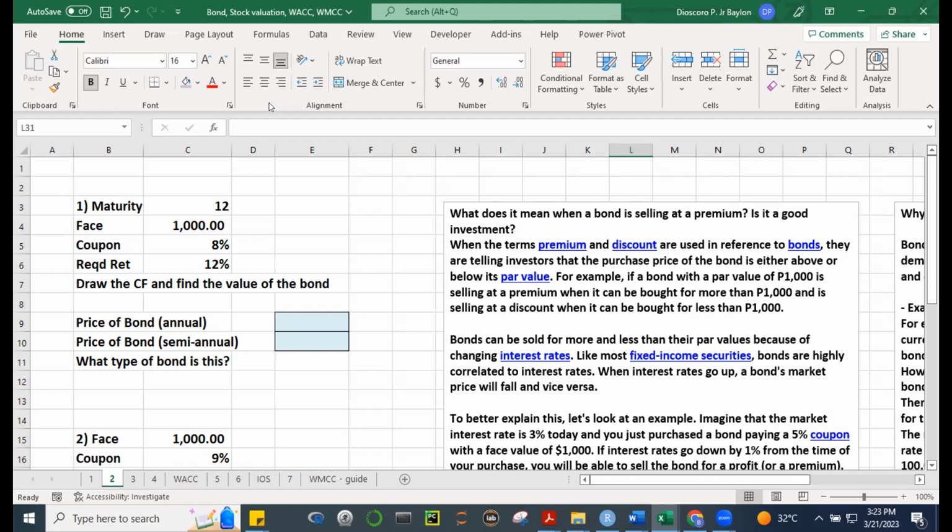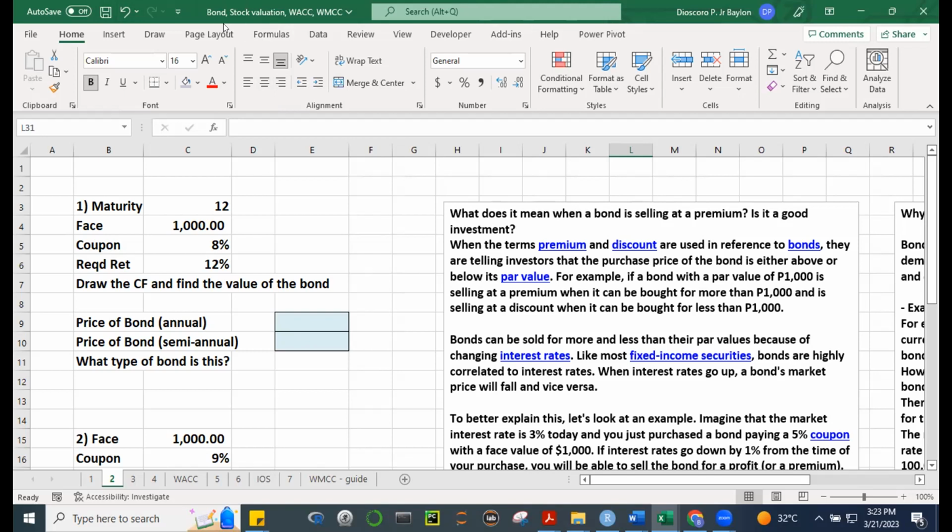Class, 'di ba? Pag bondholder ka, creditor ka, nagpautang ka sa company. Pag stockholder ka, owner ka ng company. You own shares of stock. You're an owner represented by the shares of stocks that you have. Okay, is that clear, class? Paki-chat nga please kung clear 'yun.